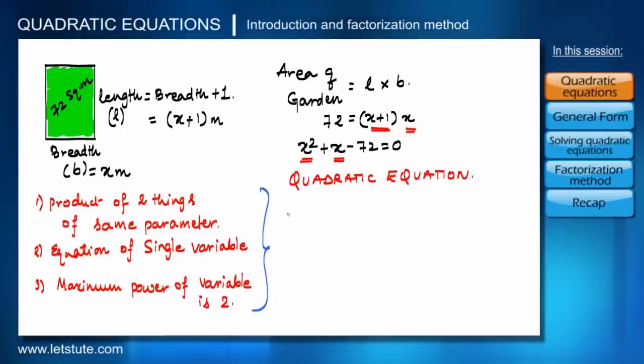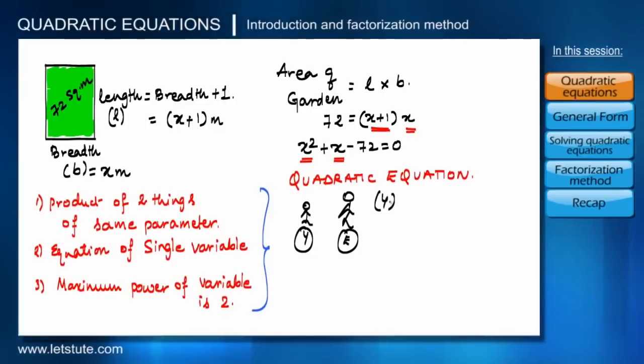Let's take one more example to understand the quadratic equation. Say there are two brothers, one younger and the other elder. Let's say we know two things about their ages: the product of the ages of the younger brother and the elder brother is 12, and the age of the elder brother is 2 years more than twice the age of the younger brother.